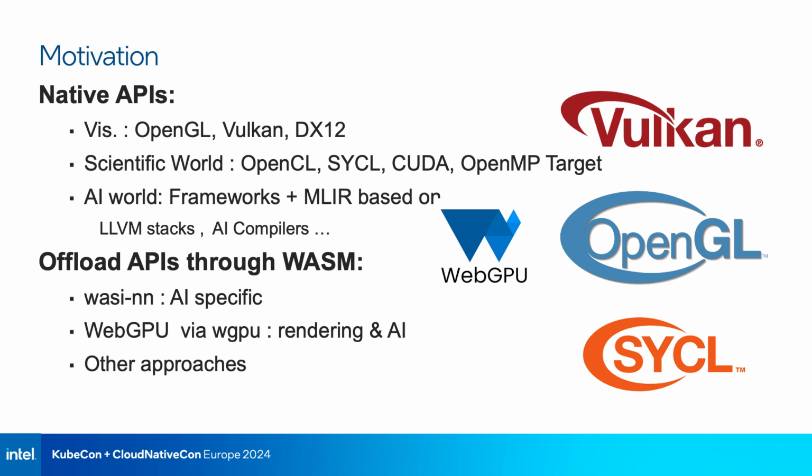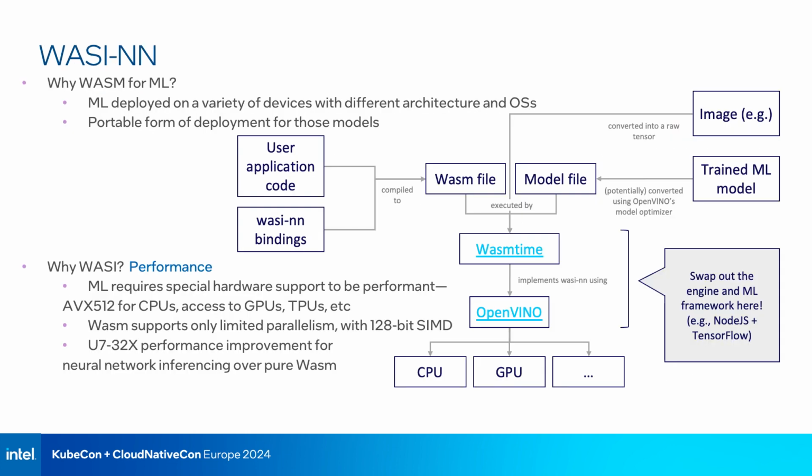Some of the top efforts to bring GPU offload in those segments are done through specific WASI APIs for AI, such as WASI-NN, or through more generic approaches such as WebGPU and their WASI counterparts. Let's zoom in on AI-specific approaches such as WASI-NN.